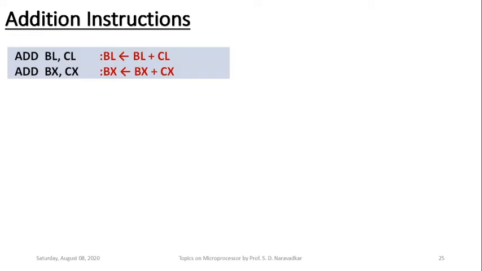Here the simplest possible addition is written as the first instruction, ADD BL, CL. One operand is in register BL, the second operand is in register CL, both will be added together and the result generated will be copied to the destination, that is register BL. This instruction performs 8-bit addition where the operands are specified in general purpose registers. It uses register addressing mode.